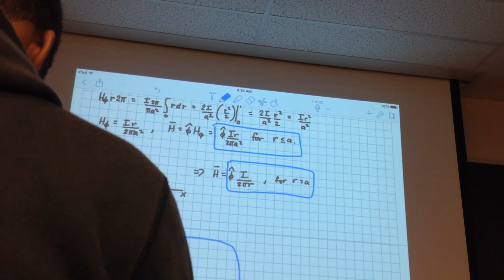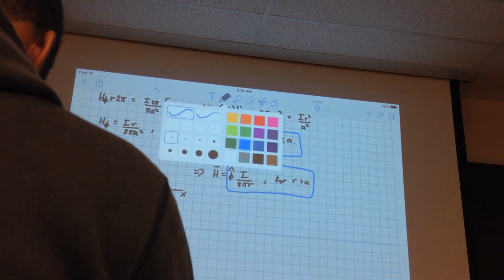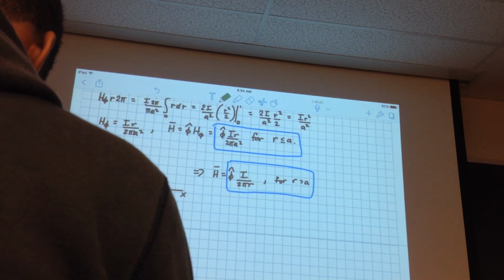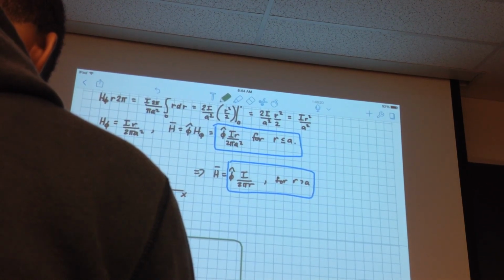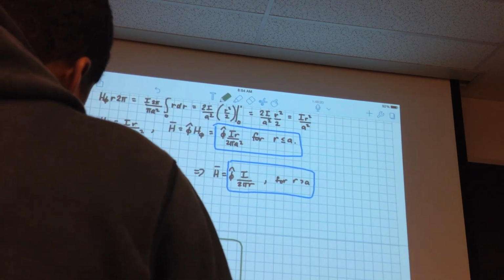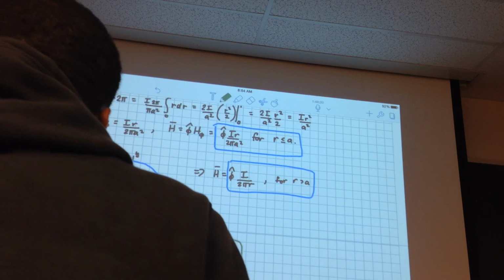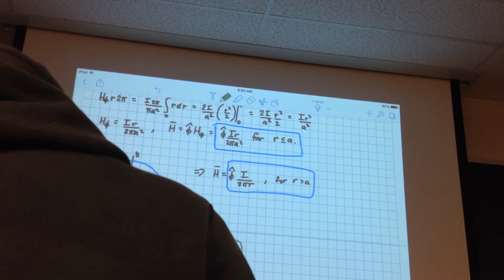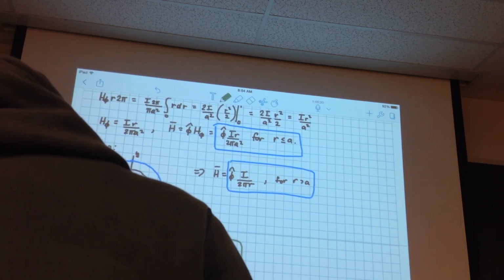Okay, so this is kind of an interesting problem because here you've got a magnetic field that is not dropping as r increases over some distance r less than a, and that's because you're looking at radii inside of the wire. So inside of that wire the field is linearly increasing, depending on how far away you are from the center. Okay, any questions on Ampere's law?